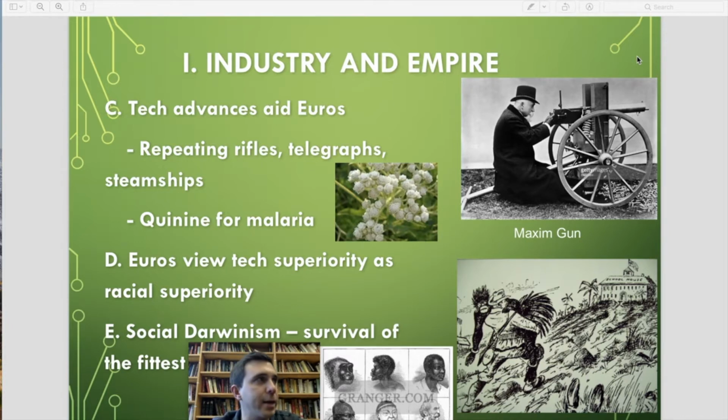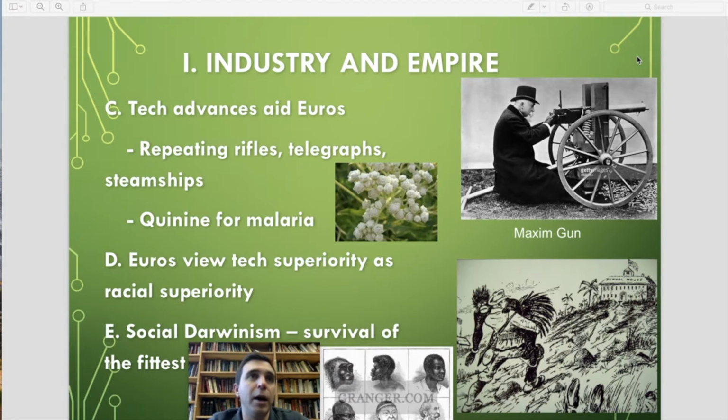We'll talk about this more in class. They also have telegraphs for communication, which helps to coordinate movements and get information around in areas.